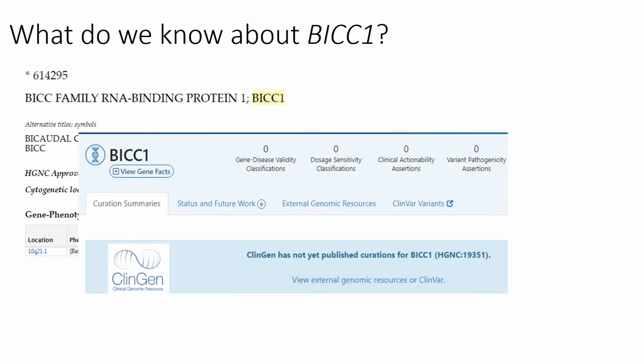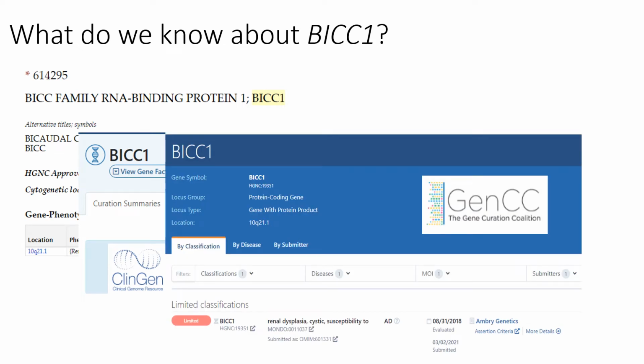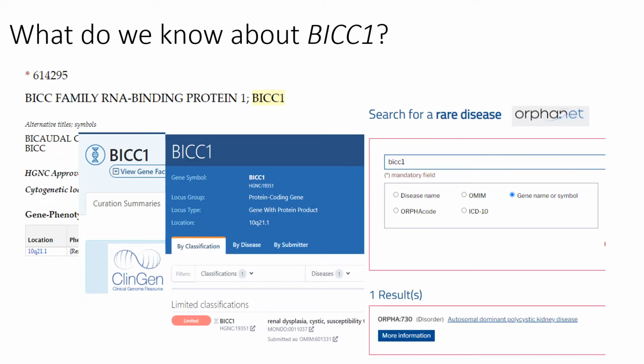Looking through what is currently documented about this gene, there did not appear to be a clear consensus on the level of evidence supporting this gene. OMIM has it listed as a susceptibility gene for cystic renal dysplasia, and the way Orphanet has it listed suggests that it's a bona fide gene for autosomal dominant polycystic kidney disease. And at least one clinical laboratory submitted an assessment to GenCC saying that the evidence was limited. So who is correct in this situation?